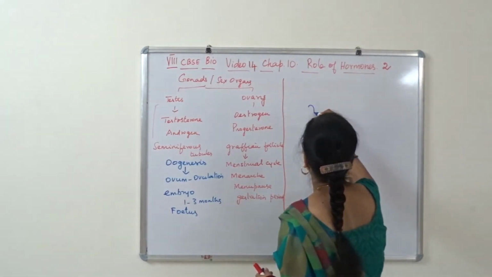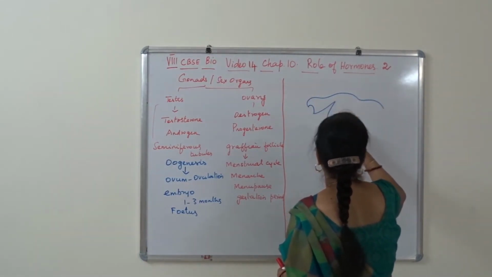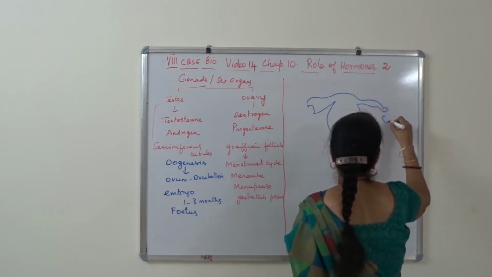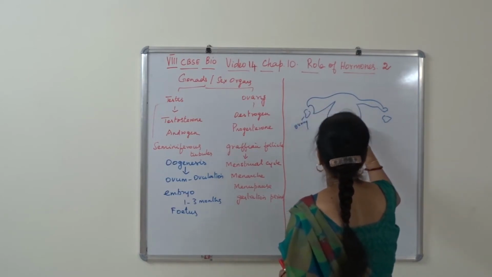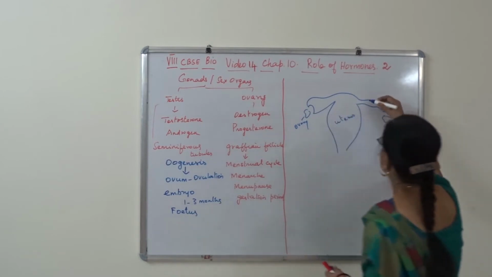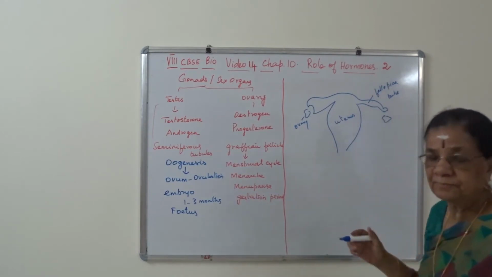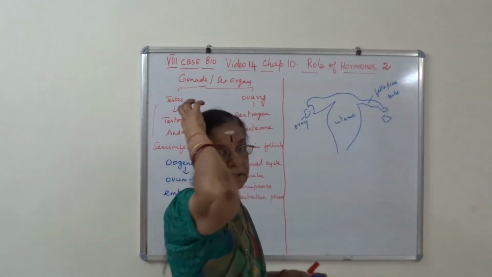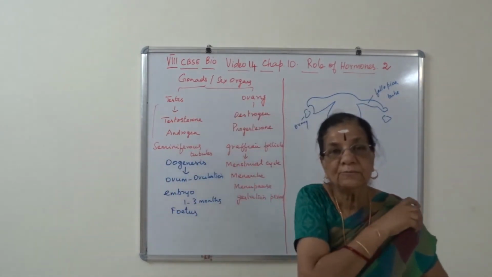This is ovary, a pair of ovary. This is uterus. This is fallopian tube. So now this ovary, uterus, is preparing itself for the development of the fetus.